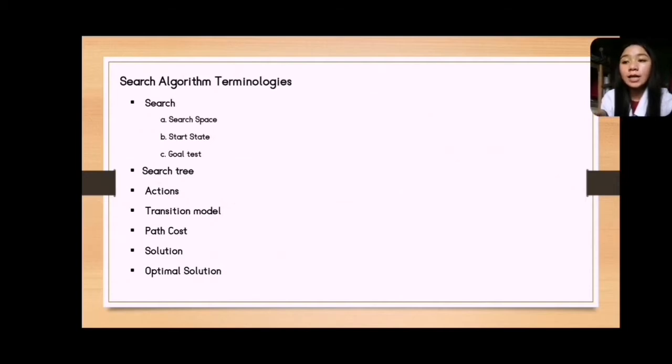Search tree. It is a tree representation of search problem. The root of the search tree is the root node which is corresponding to the initial state. Actions. It gives the description of all the available actions to the agent. Transition model. A description of what each action does. Path cost. It is a function which assigns a numeric cost to each path. Solution. It is an action sequence which leads from the start node to the goal node.